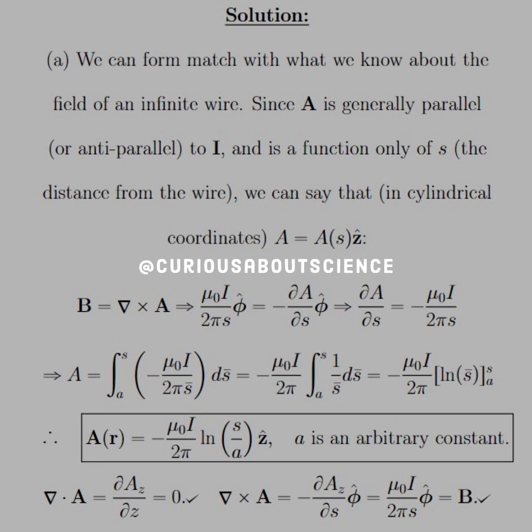So, we know that B is equal to del cross A, and we know what B is from Biot-Savart and Ampere's law. We also know what del cross A is in the respective direction that's needed, which is phi hat: negative partial with respect to s of A in the phi hat direction. Then we can solve for A by solving this differential equation. So if we integrate both sides from a to s of the magnetic field with respect to ds, we see that we get a natural log.